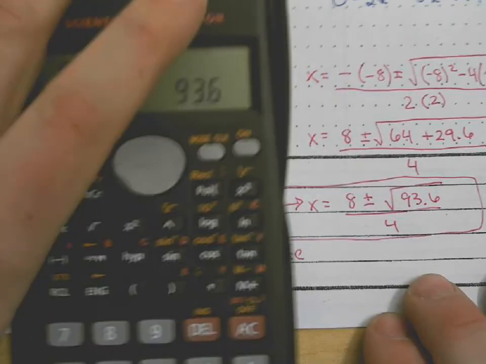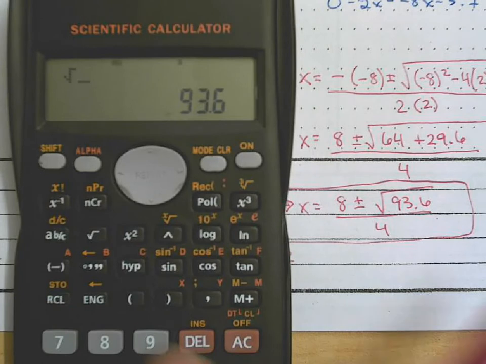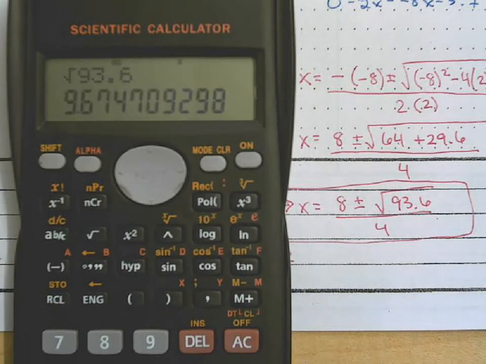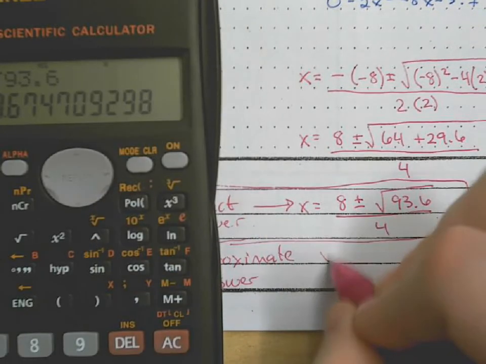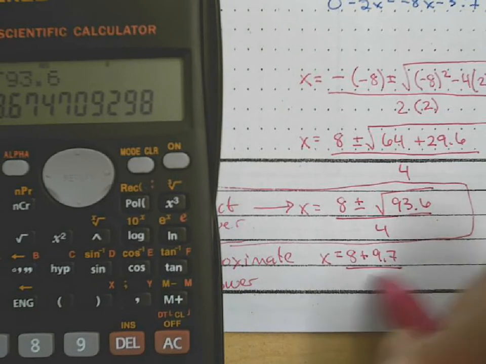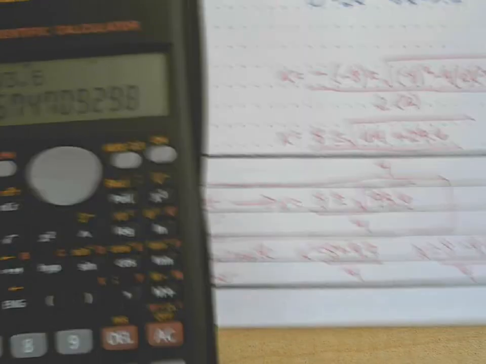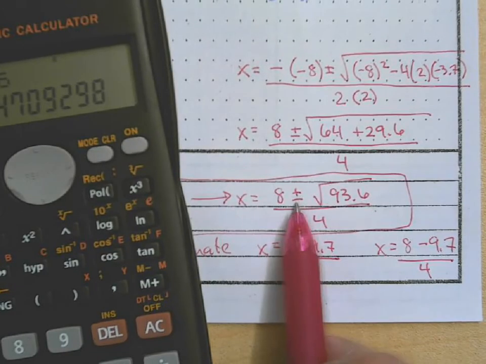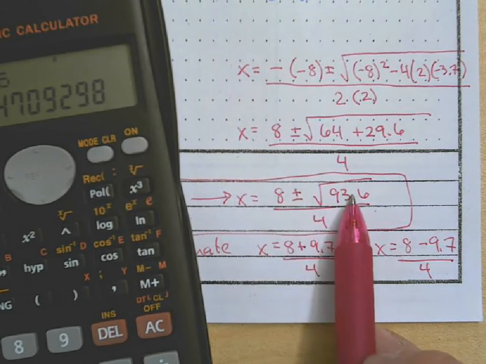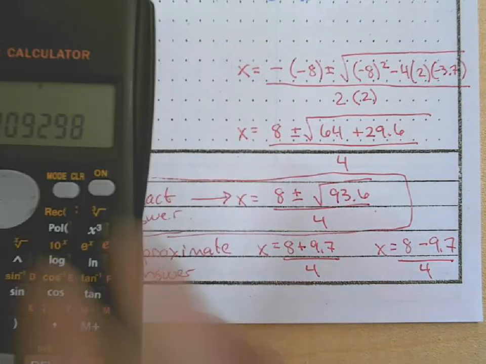So I'll take the square root of 93.6, and we're going to, let's call it 9.7. So I have x equals 8 plus 9.7 divided by 4, and I have x equals 8 minus 9.7 divided by 4. That's what this plus or minus is doing. It's saying that we can do 8 plus the square root, and then we can do 8 minus the square root. Then we simplify each one of those.